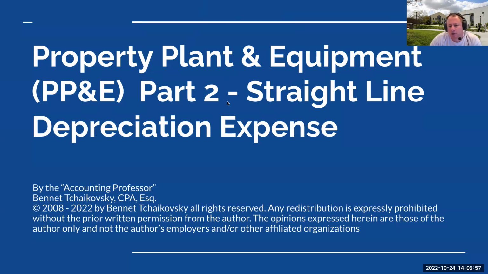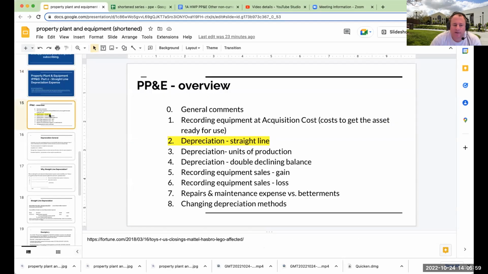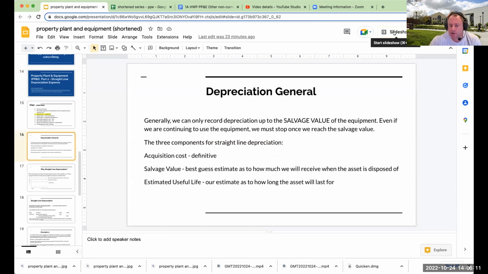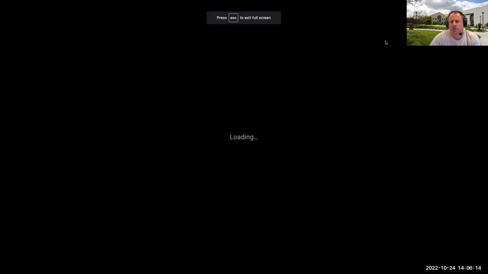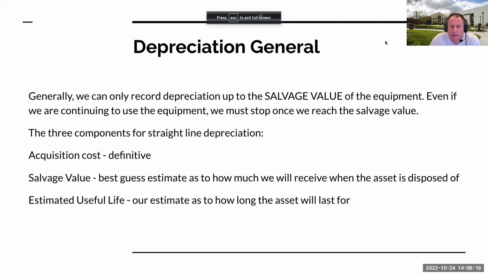Okay, so when you're going through and looking at this, I generally introduce the concept of straight line depreciation when we go through and do adjusting entries. Let's go ahead and just review this right over here. When we're depreciating, we have a couple different rules. We can only record depreciation up to the salvage value.